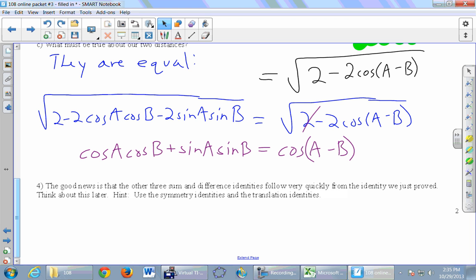Number 4, the good news is that the other 3 sum and difference identities follow very quickly from the identity we just proved. Think about this later, and then there's a hint that you're going to try to employ. But we just did one of them. The first one is the hard one, but the other 3 identities on the previous page all follow pretty quickly from this one that we now believe to be true.